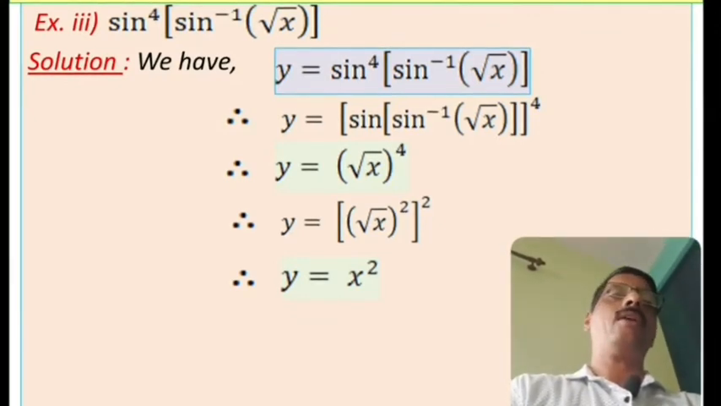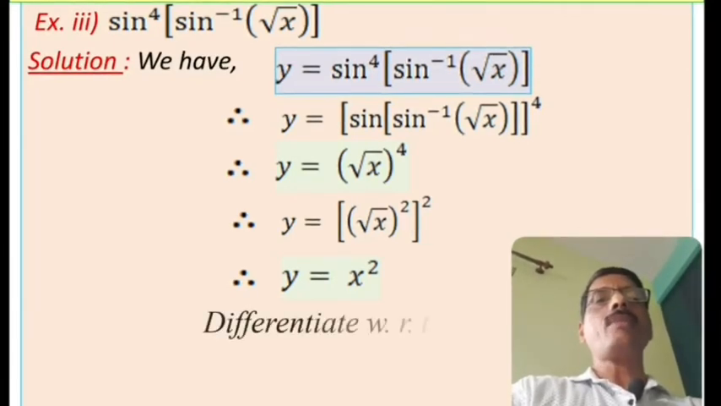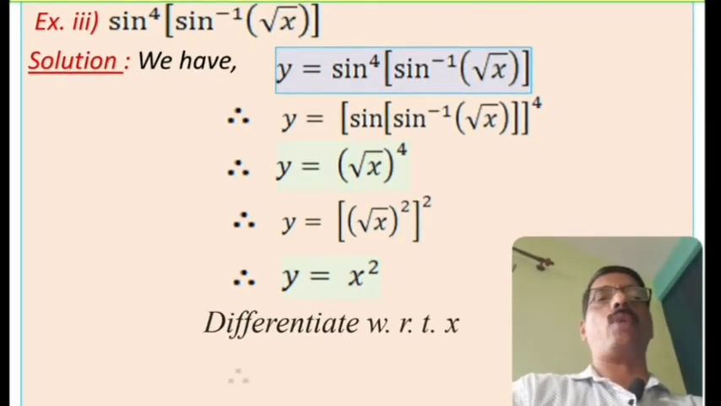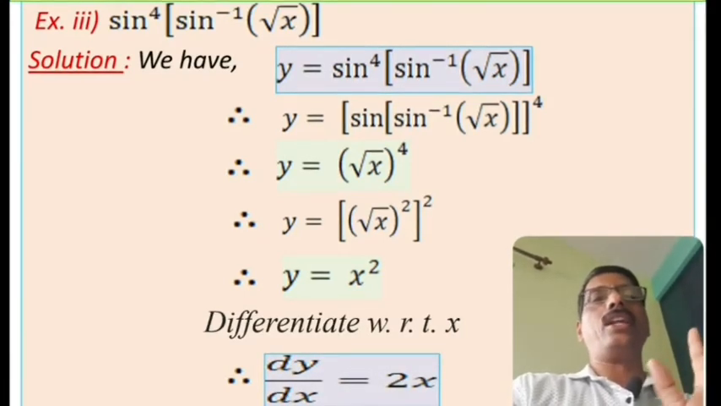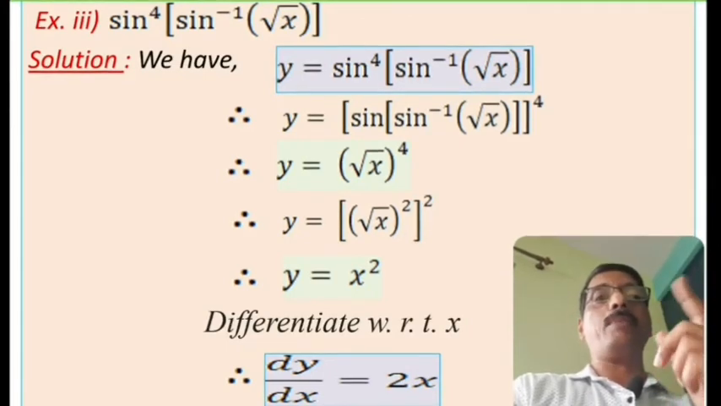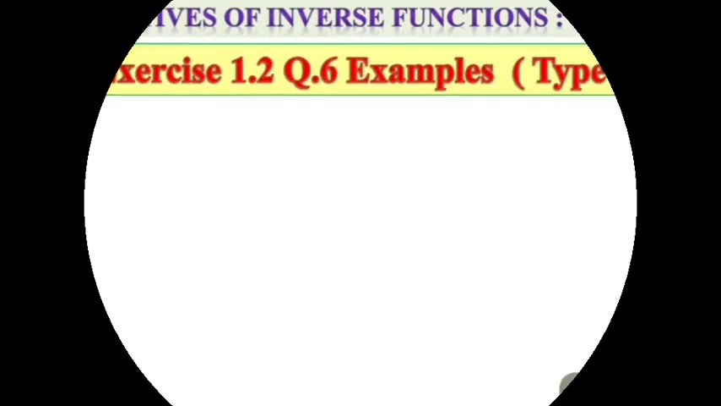Now we have to take the derivative of the given function, that is, differentiate with respect to x. Then we can get the derivative of y with respect to x, dy by dx, equal to the derivative of x square, that is 2x. And that is the derivative of the given function. That means here firstly simplify the given function in the simple form, and then taking the derivative of the given function we can get the derivative of the given function.